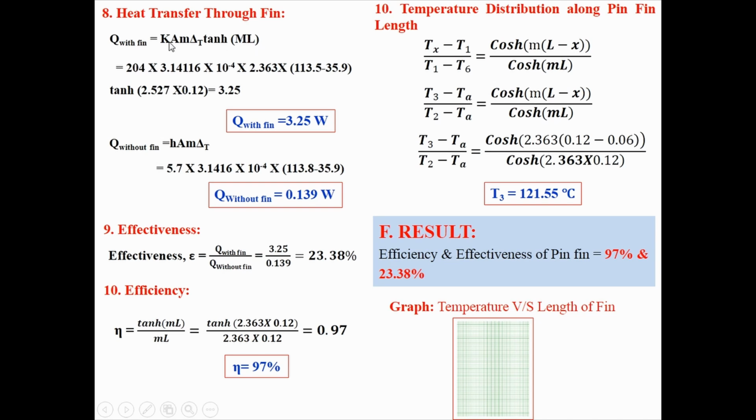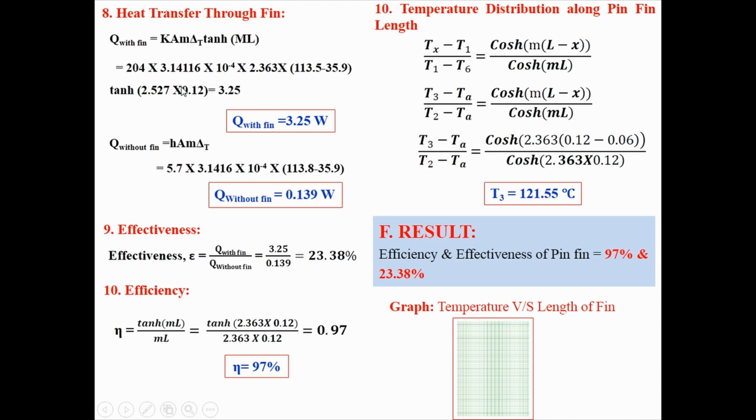So now what is K? The thermal conductivity of the aluminium pin, that is 204. Then A is already calculated, the cross sectional area, that is 3.1416 into 10 to the power of minus 4. Then m is 2.363, into delta T, as I told you already, that is 113.5 minus 35.9. Then tanh of m into L, where m is 2.363. And the length of the pin is 120 mm, that is 0.12 meter.